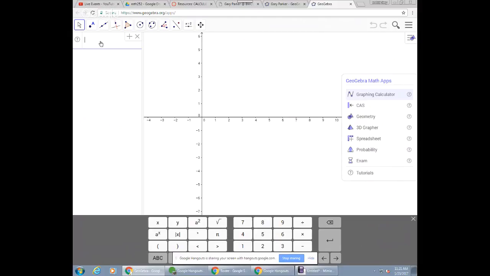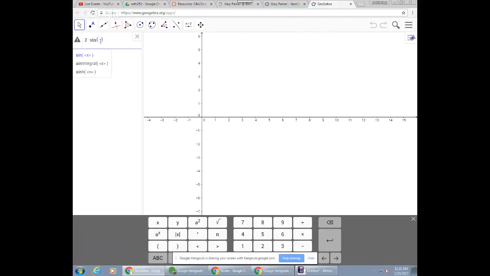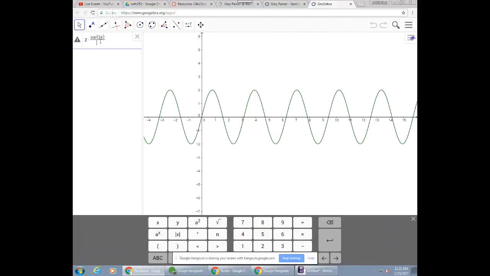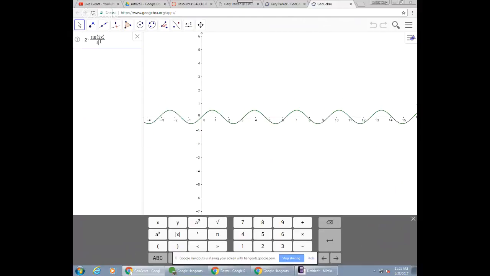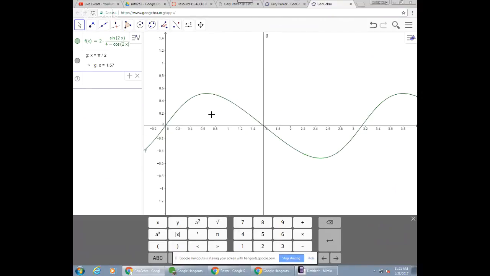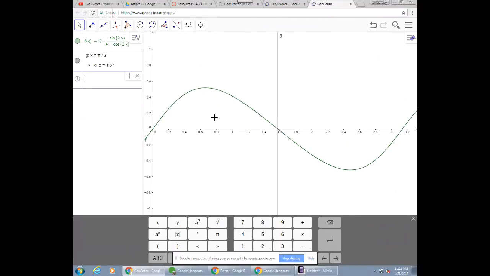All right, so let's see. I want to take a look at 2 times the sine of 2x divided by 4 minus the cosine of 2x. What I wanted, right? Okay. And then I was curious about that from 0 to pi over 2. So I'm going to graph x equals pi over 2. All right. So I'm going to get that chunk of area right there. Let's zoom in on it. Yeah, it looks like that's the intersection there. So we're going to get that area.